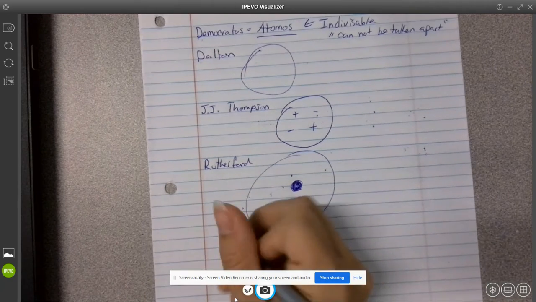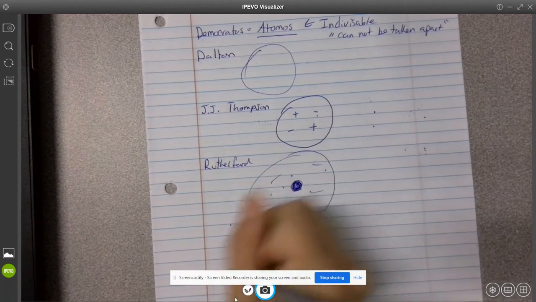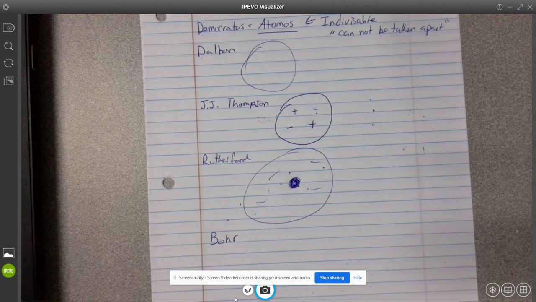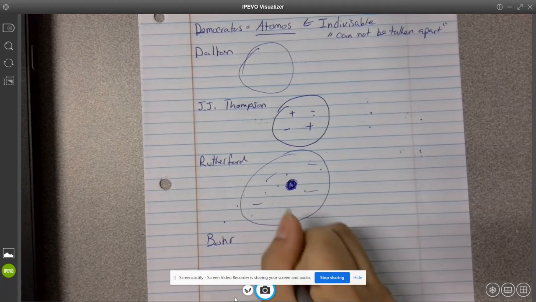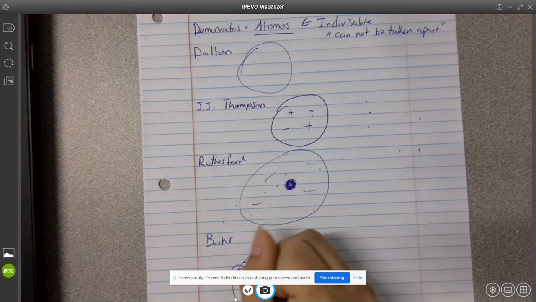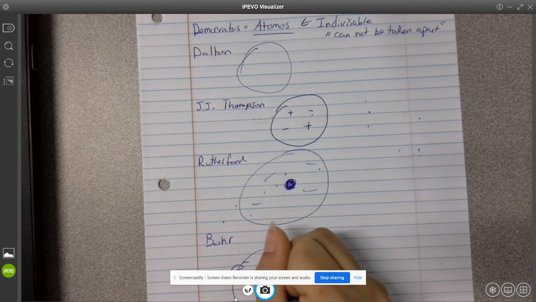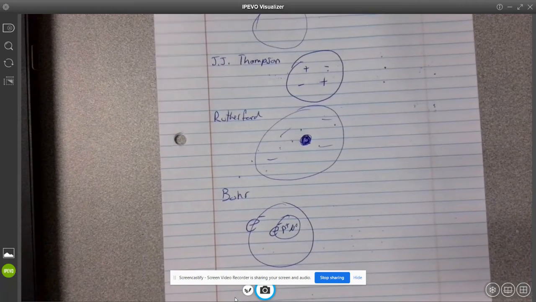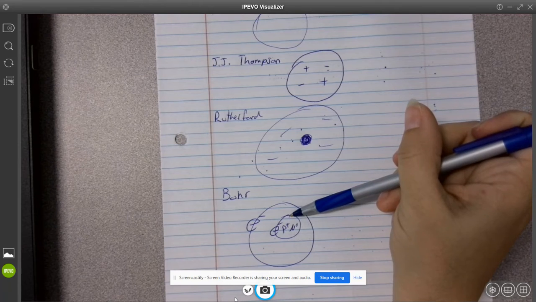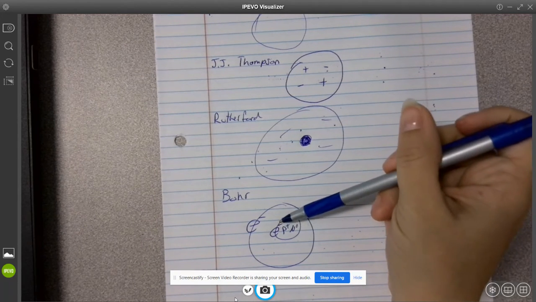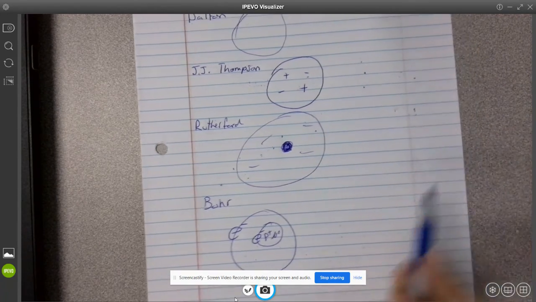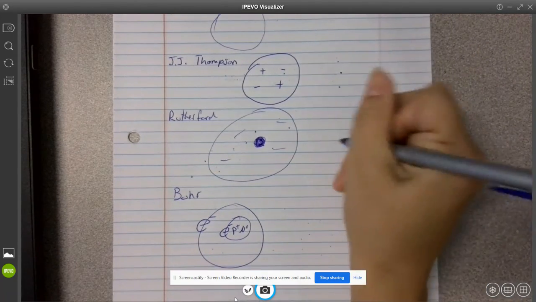When we came to Niels Bohr, this is where we start seeing those energy levels. We had our electrons, and our protons and our neutrons were in the center. Bohr came up with the idea that electrons are going to be on set paths, set orbitals, and those different orbitals will have different energy levels. The most common model that we see is really going to be Rutherford.